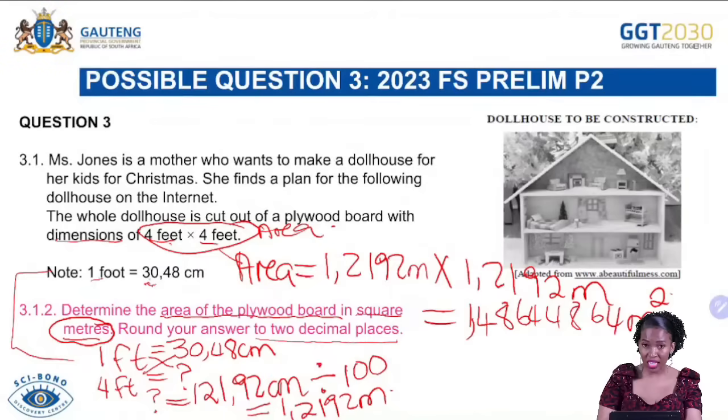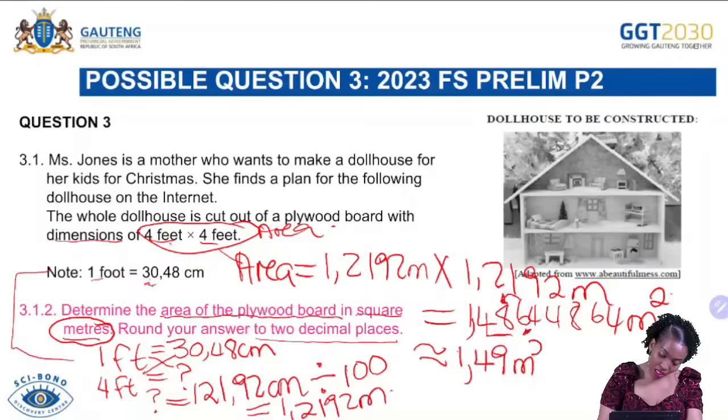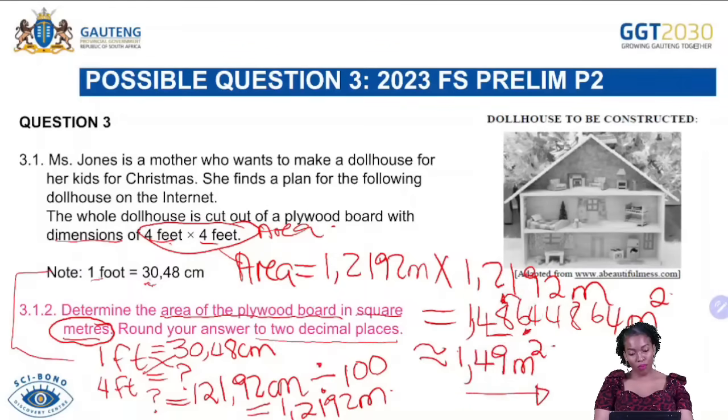Rounding, very important. You will be asked to do some rounding, so you make sure that your rounding game is on point. So now let's round this to 2 decimal places. It will be 1 comma. 2 decimal places means after the comma you only want 2 numbers. So you check the third number, it is 6. It is more than 4, meaning that you are going to add 1 there. So it is 1.49 meter squared. This is your area in square meters.